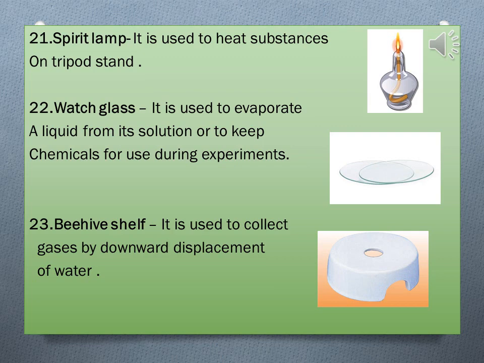Then 23rd is beehive shelf. Beehive shelf is used to collect gases by downward displacement of water. So whenever any gas is prepared in the lab, that gas is collected by some method. One of those methods is downward displacement of water. Now, what is downward displacement of water? It is a method in which those gases are collected which are having less density as compared to the water.